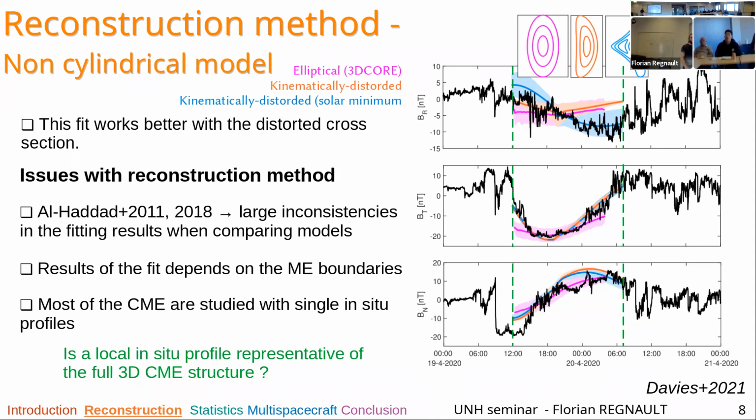But this is still work, like with some stuff we're currently working on. Okay, so this was about the reconstruction methods, just trying to fit a theoretical model on the data and then to obtain some local properties on the magnetic ejecta structure, right? So now I'm going to, this time, use another method, which is more about statistics.